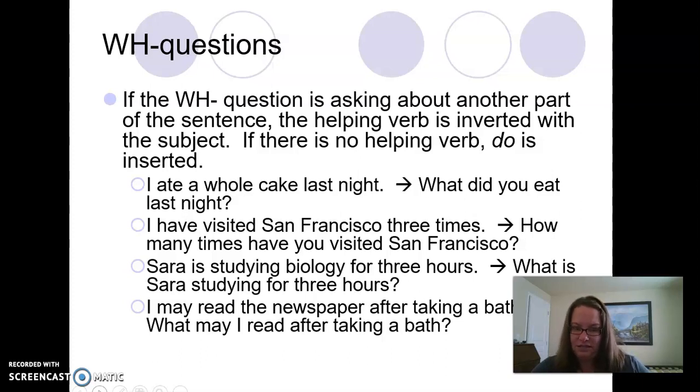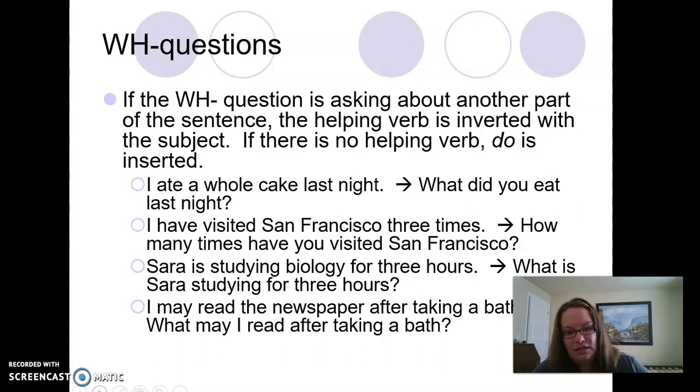So in the sentence, I ate a whole cake last night, which, by the way, kind of sounds like me. I ate a whole cake last night. There's no helper, so we have to add do support. We add the question word, the do word, and then the subject and on. Okay? I have visited San Francisco 3 times. We're going to add in the WH word, how many, or how many times in this case. And then we did have a helper word, have, so we're going to use that have and we invert it with the subject.